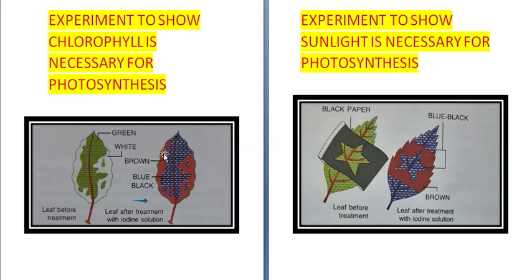Next experiment is to show that sunlight is necessary for photosynthesis. Now in this, you take a plant with de-starched leaves, cover one of the leaves with black paper. Black paper will not allow sunlight to penetrate through it, and on that black paper you can cut a design. Place the plant in the sun.